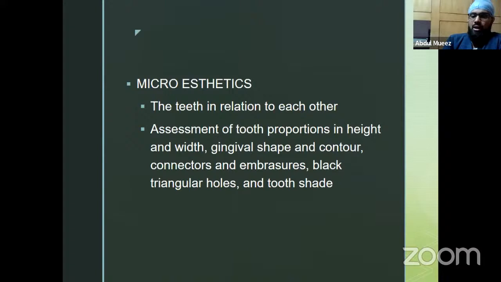In micro aesthetics, it is the teeth in relation with each other, that is the alignment. You're going to see the assessment of height and width of the tooth, gingival contour, gingival shape, shade of the teeth, shape of the teeth, connectors and abrasions. In this 40 minutes of talk, I cannot include everything. I'll just give you the gist of all this, so that it tickles your mind to ponder over these aspects and come up with concrete solutions.